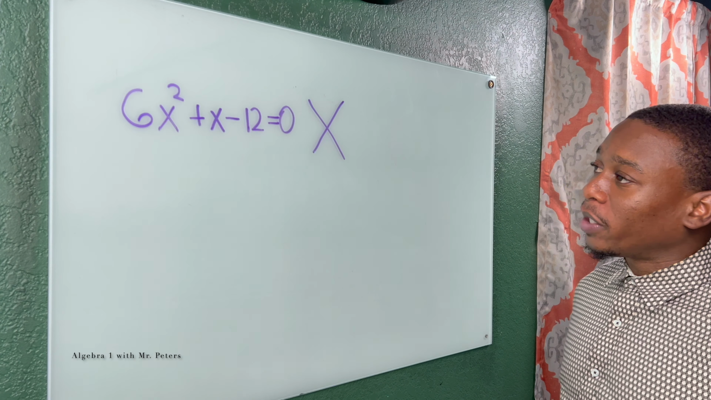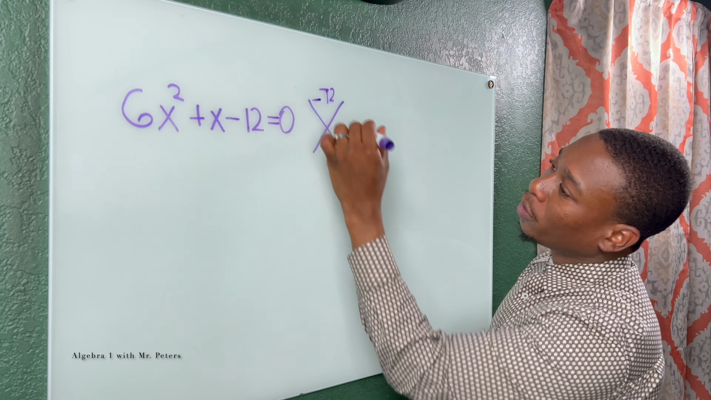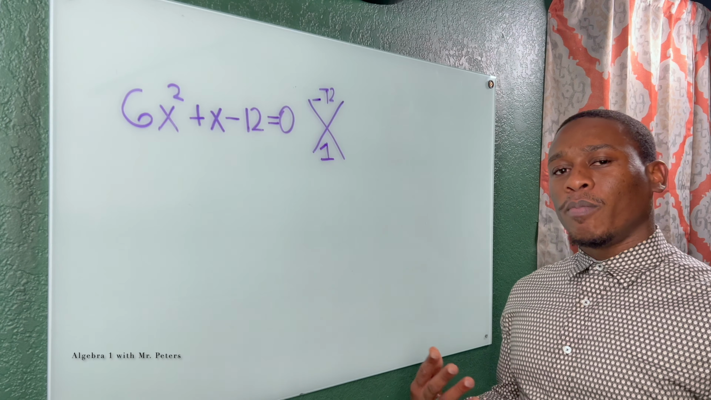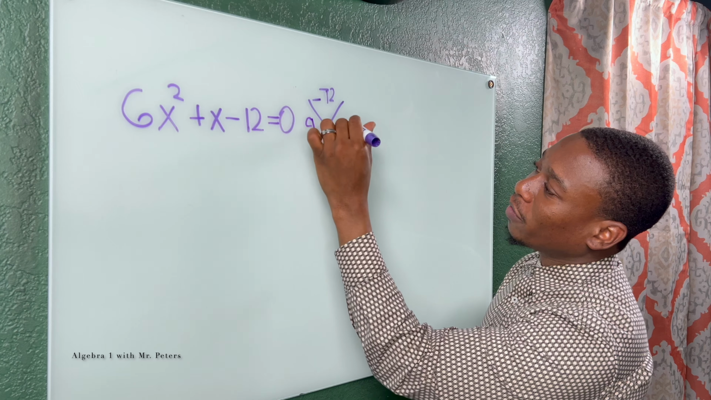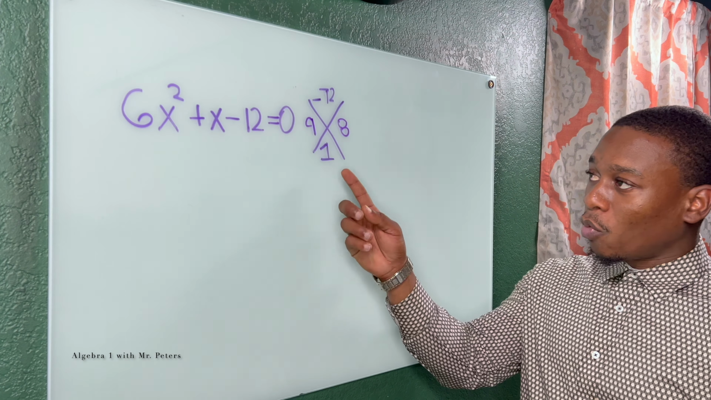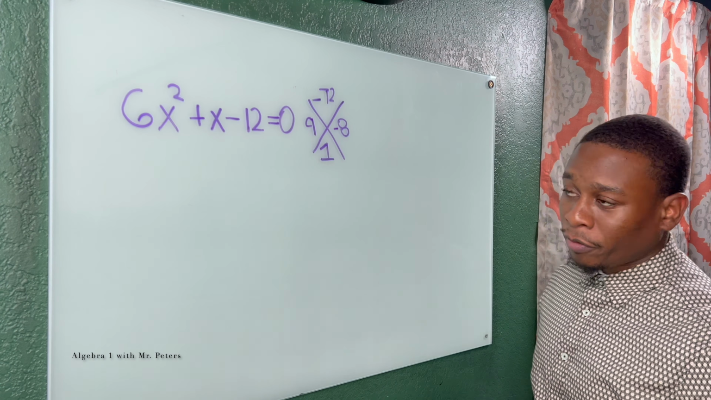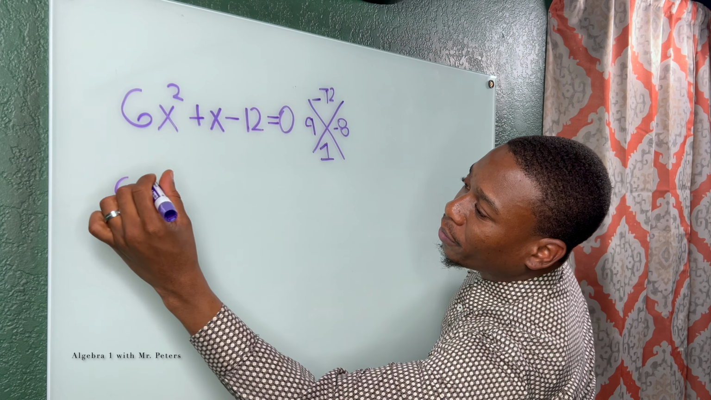Last problem now, family. We multiply our A and C. We get negative 72. We know it needs to add just to give us 1. With this one, we know it's going to be 9 times 8, right? Because that's going to give us 72. When we add, we have 1. Just remember, this 8 is going to be negative. 9 is positive, so we have a positive 1. So we're going to break this down now.